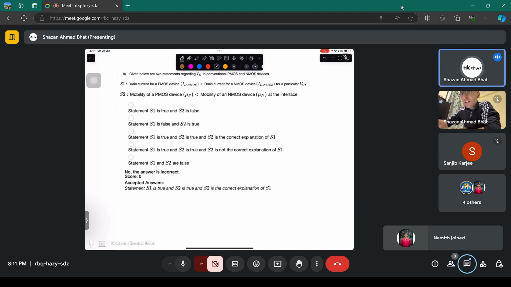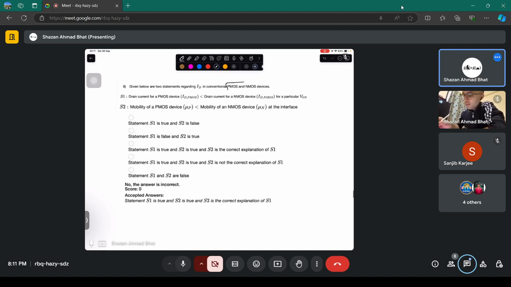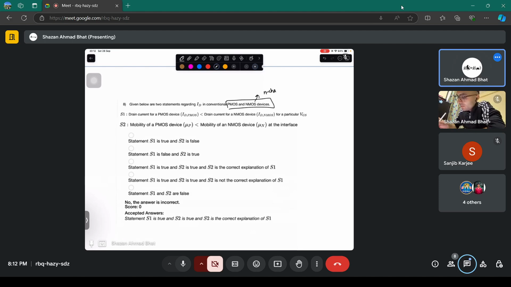And part 8, let me just see. Given below are the two statements regarding drain current in conventional PMOS and NMOS device. Okay, what is PMOS and NMOS? NMOS is N channel. I have talked about that. That means electrons in the channel during the inversion. PMOS is P channel. That means holes in the inversion.